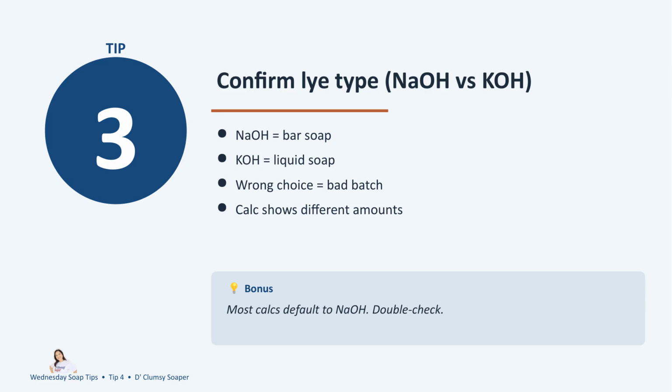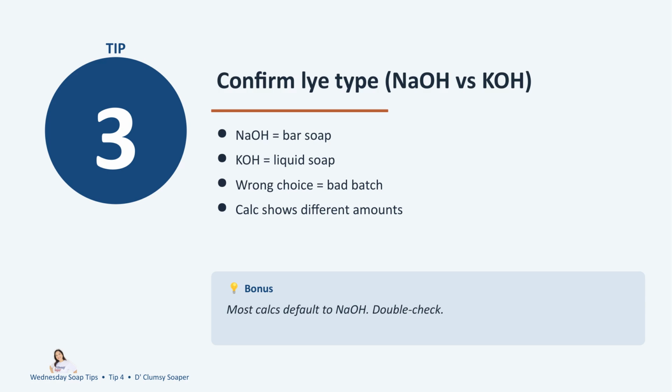Here is something that catches so many beginners off guard, and honestly, even some experienced soapers. Your lye calculator is only as accurate as the inputs you give it, and choosing the wrong lye type is one of the most common mistakes I see. Sodium hydroxide, which we call NaOH, is your solid lye for bar soap. Potassium hydroxide, or KOH, is your lye for liquid soap.